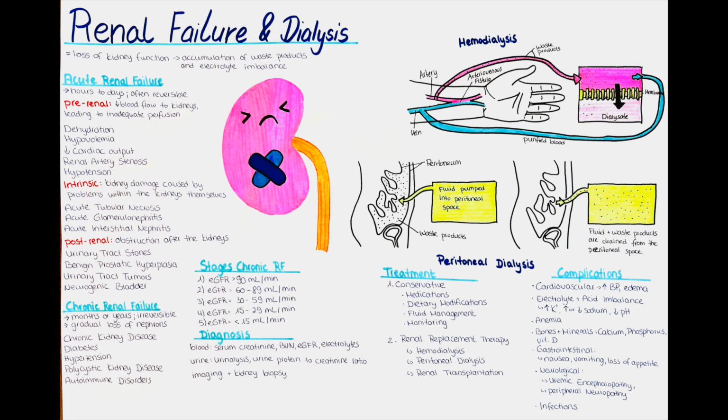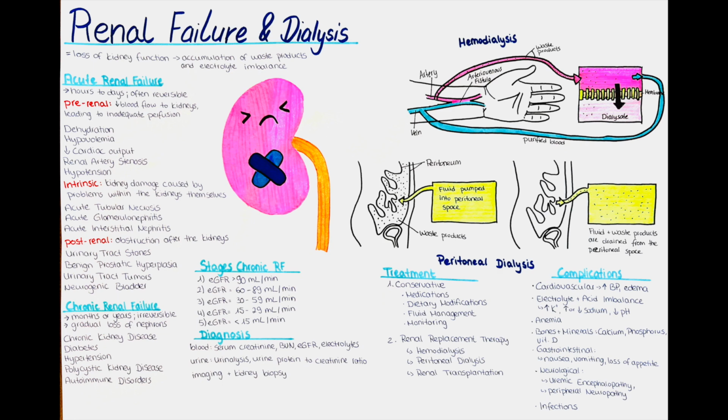In stage 3, there is a moderate to severe reduction of the glomerular filtration rate, with a glomerular filtration rate of 30 to 59 ml per minute. In stage 4, there is a severely reduced glomerular filtration rate, with around 15 to 29 ml per minute. And stage 5 describes end-stage renal disease with kidney failure.